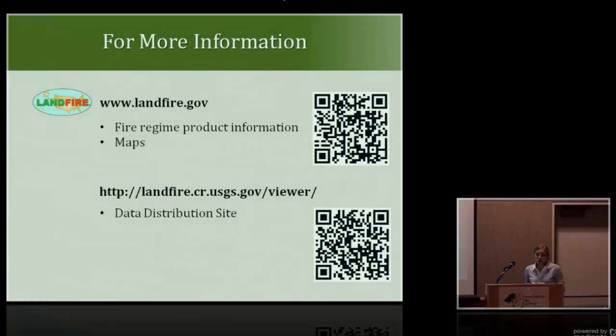So in conclusion, you can get fire regime product information and great maps at landfire.gov, the mothership. Also, we have the data distribution site where if you're interested in the raw grid data, you can go and get that there for free. So I'll leave this up, and I'd be happy to take any questions.